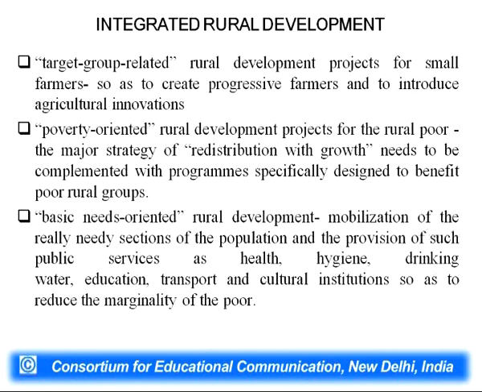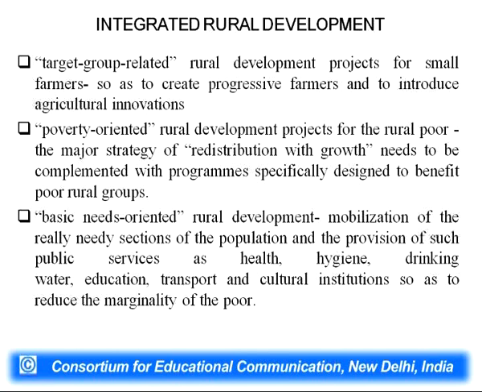It is very important to elaborate a little on integrated rural development, which includes target group related, poverty oriented and basic needs oriented approaches. This was considered a more comprehensive program because it focused on small farmers, so as to create progressive farmers and to introduce various types of agricultural innovation in our rural sectors. Coming to the poverty oriented rural development project for the rural poor, focus was given to redistribution with growth.